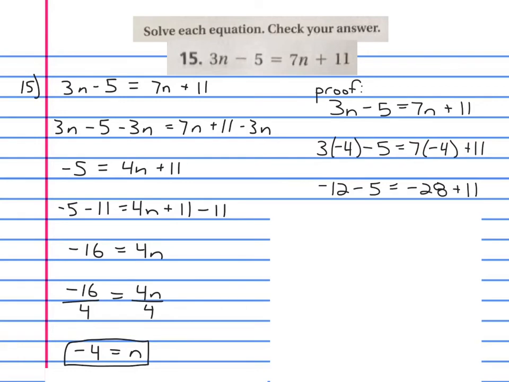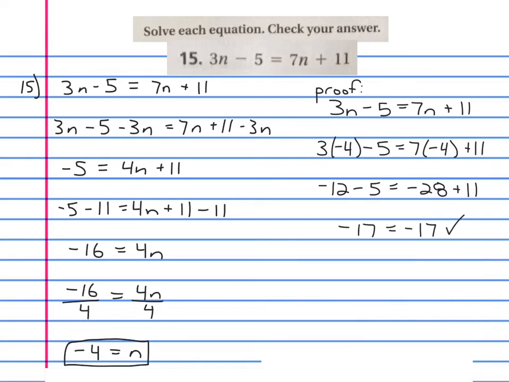So 3 times negative 4 is negative 12, minus 5, equals this 7 times negative 4 is negative 28, plus 11. And combining like terms, these constants, we say negative 12 minus 5 is negative 17. Negative 28 plus 11 is negative 17, actually. So we get negative 17 equals negative 17, and that is done.